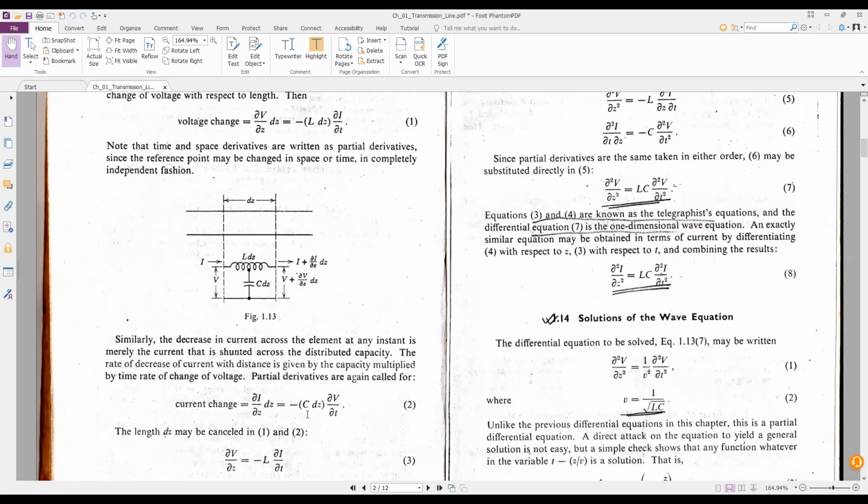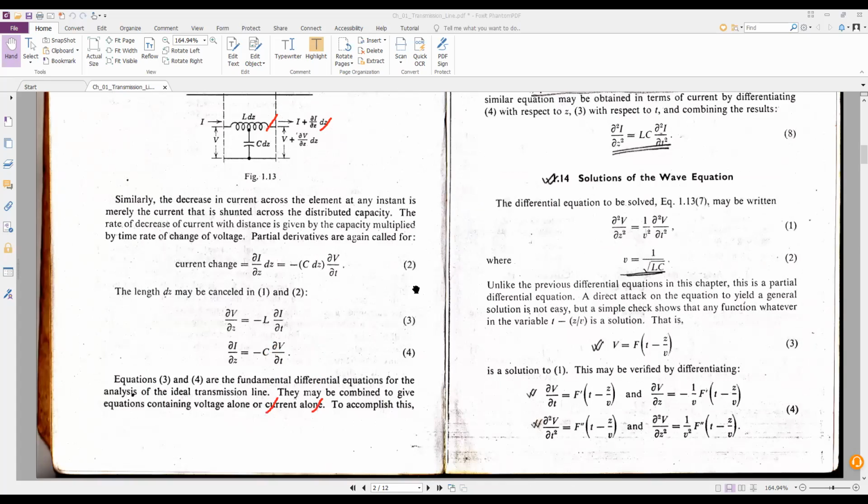From these two, we can cancel out the dz. So it would be like this: ∂V/∂z is equal to minus L ∂I/∂t, and ∂I/∂z is equal to minus C ∂V/∂t. Okay, the length dz may be cancelled out. These are equations 3 and 4.